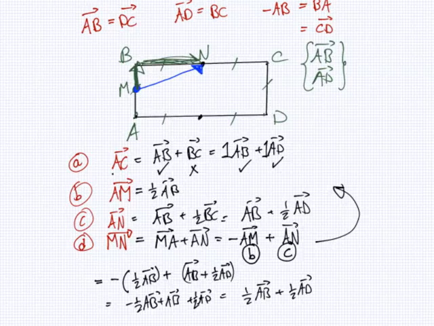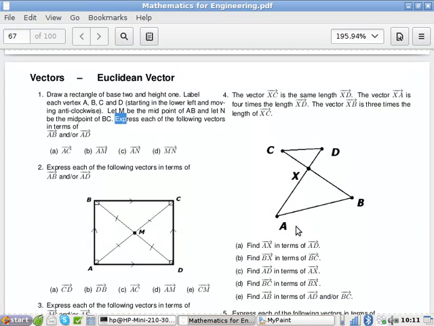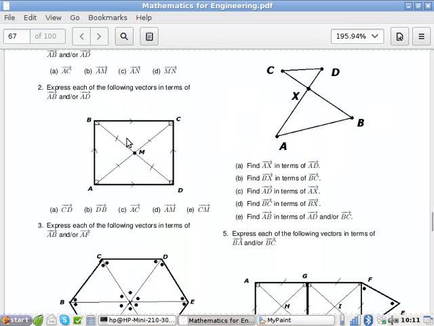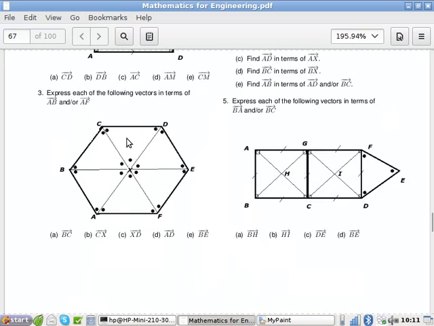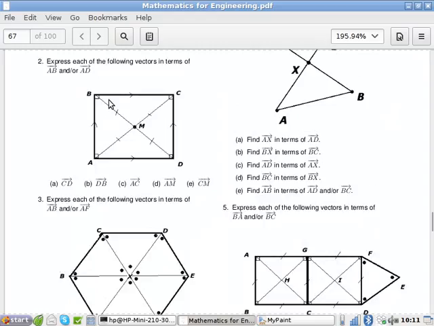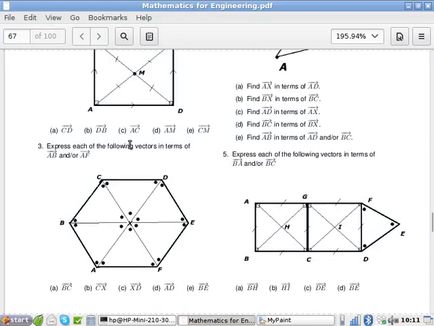Okay, so did you write this one down? Yeah. So the good news is it's only the first question where I made you draw, because questions 2, 3, 4 and 5, I give you the picture. So number 2 is just a square. Number 3 starts to get more interesting.